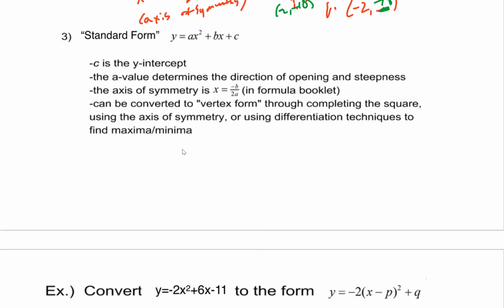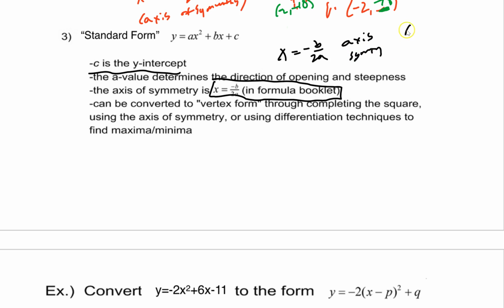And the final form is called standard form. We generally don't like standard form. What's it good for? Well, it does give you the y-intercept. It's super easy because you can plug in 0. Other than that, it does give you the axis of symmetry. In your formula booklet, they tell you this, and that's your axis of symmetry: x equals negative b over 2a. That is the axis of symmetry. It is in your formula sheet.